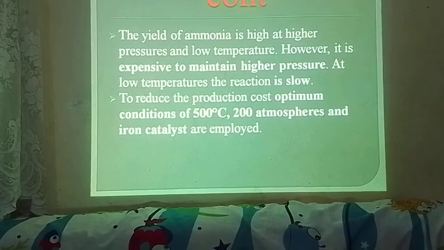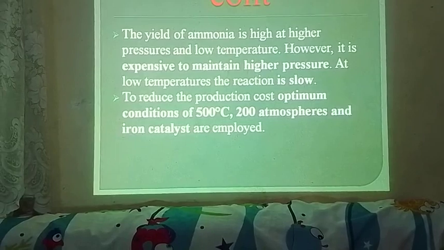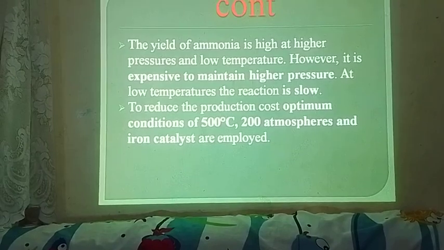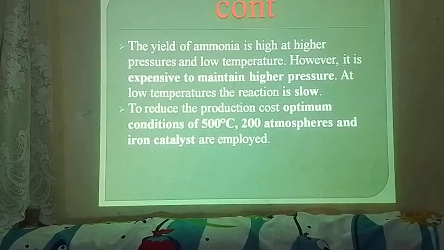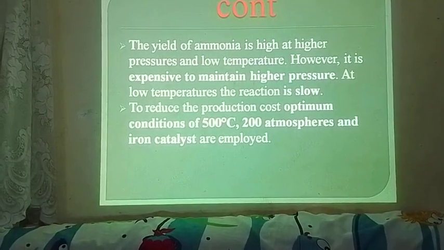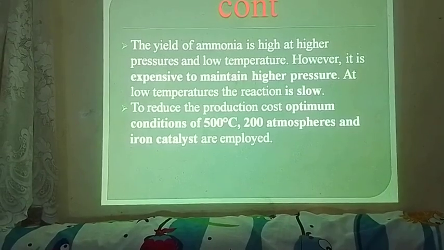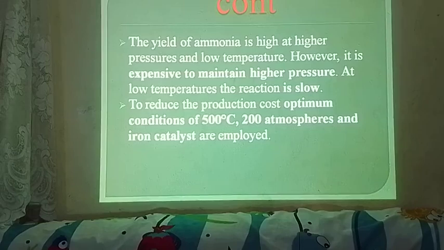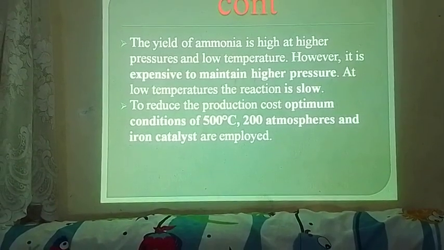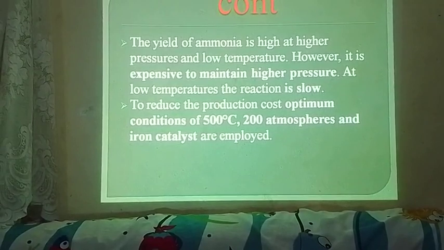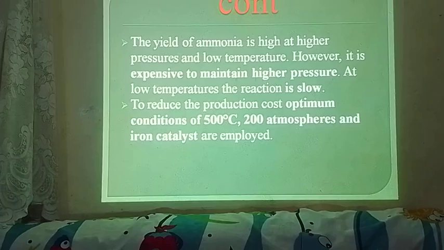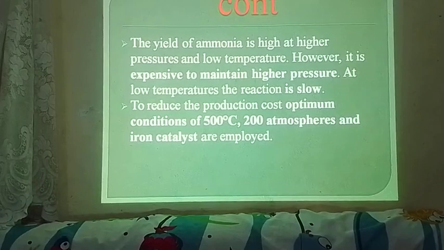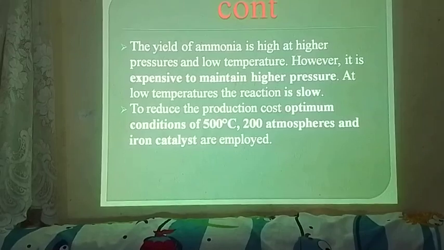When low temperatures are used, there is another disadvantage. Despite the fact that they produce a large amount of ammonia, at low temperatures the reaction is very slow. So to reduce the production cost, the optimum conditions are around 500 degrees Celsius and 200 atmospheres, and the iron catalyst is employed so that it can increase the rate of reaction despite the low temperatures.